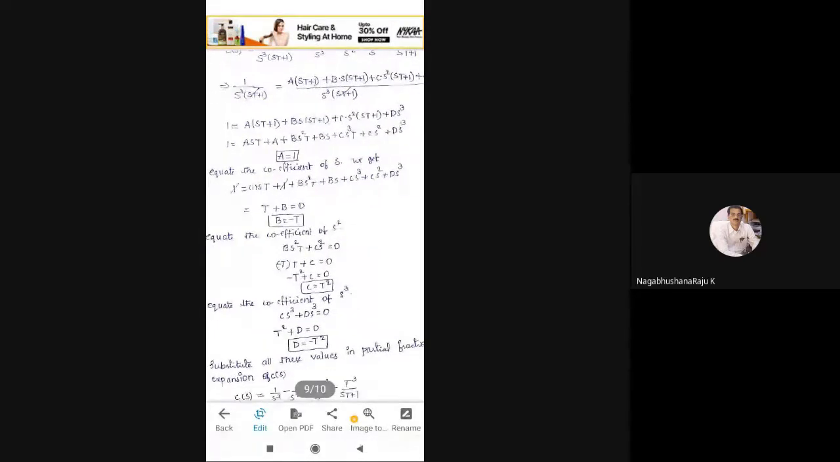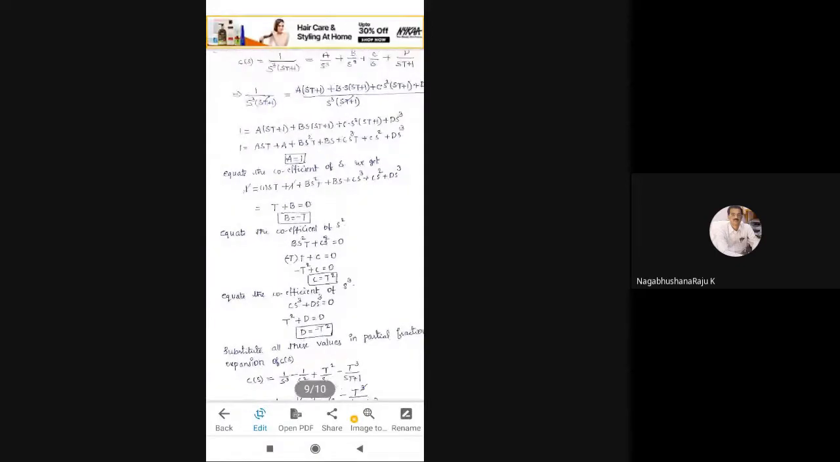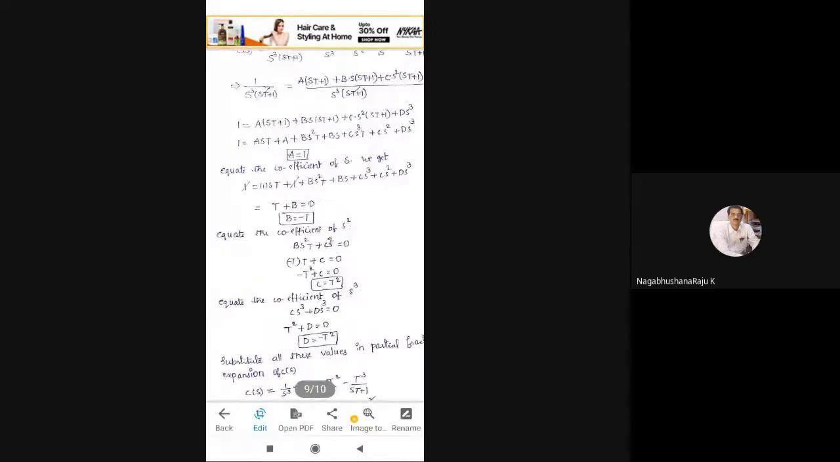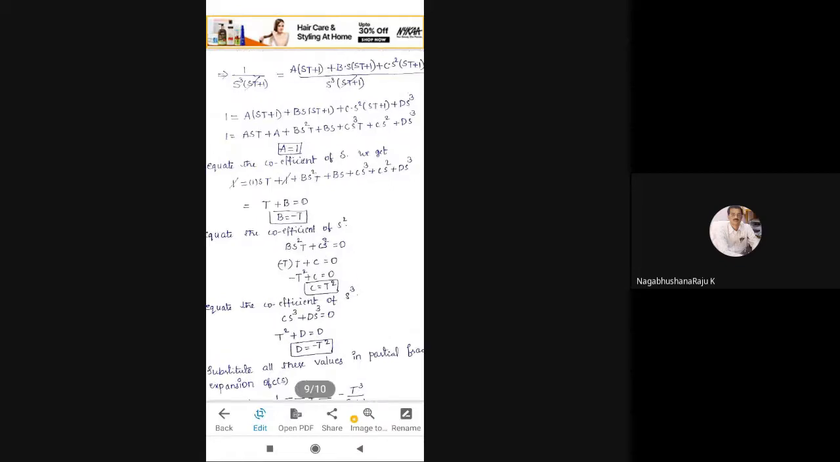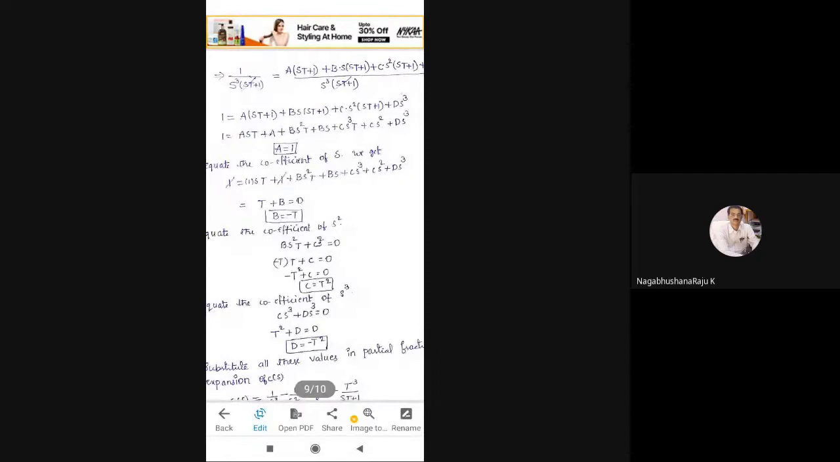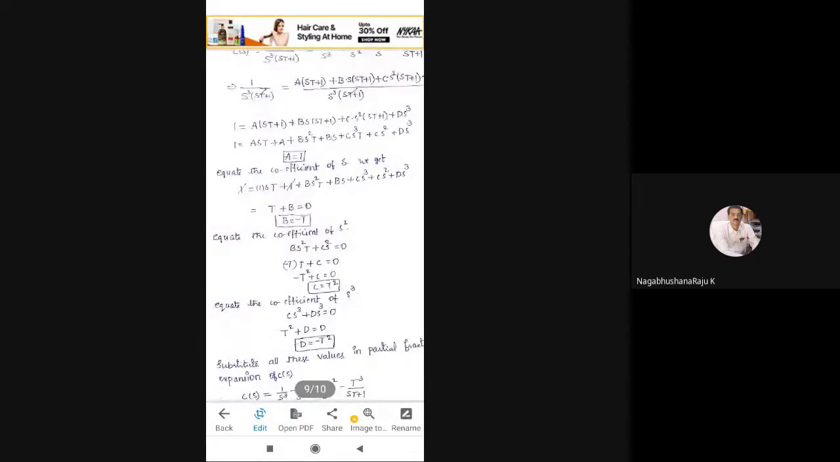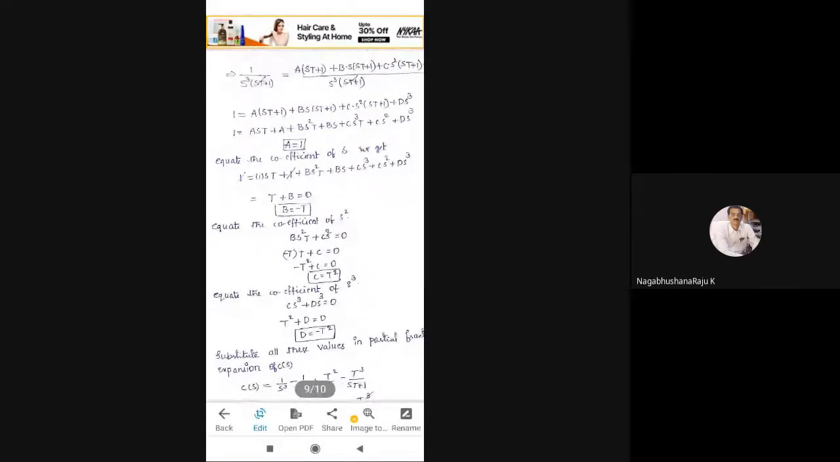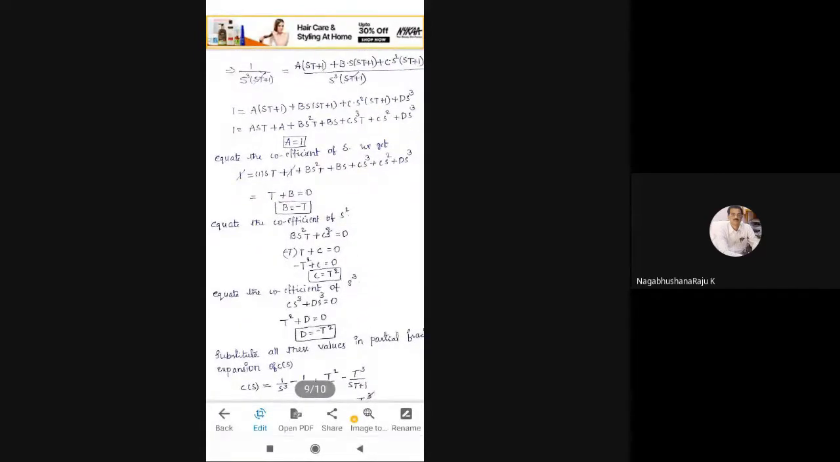In this, compare the constant terms, we get A = 1. By getting A = 1, substitute A = 1 in the above equation and equate the coefficients of s. We get T + B = 0, B = -T. Substitute B = -T and equate the coefficients of s².